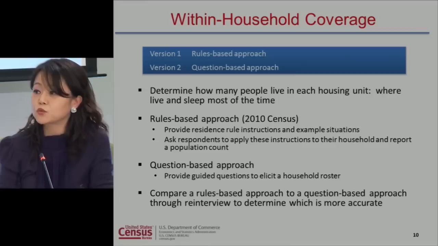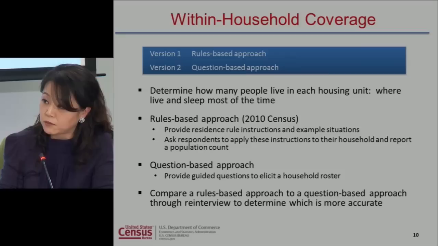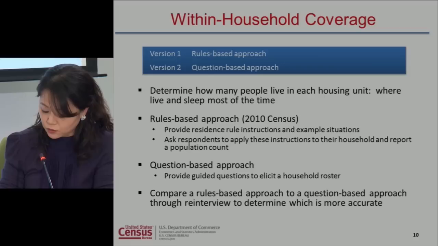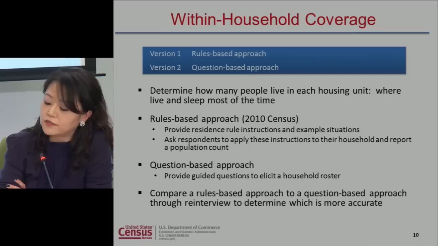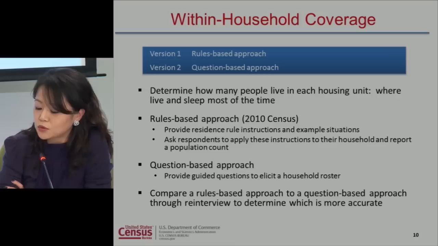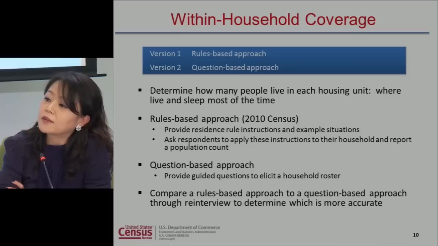Now, with this approach, we are expecting the respondent to interpret the rules correctly and provide the population count. The second version is a question-based approach where we ask guided questions to elicit a household roster. In this approach, respondents are not shown the residence rules instructions. They're only asked to create an initial roster of people they consider to be living or staying at the address, and they are guided by questions such as who lives or stays here, and also follow-up questions that identify potentially missing people such as babies and those away in colleges and so forth.